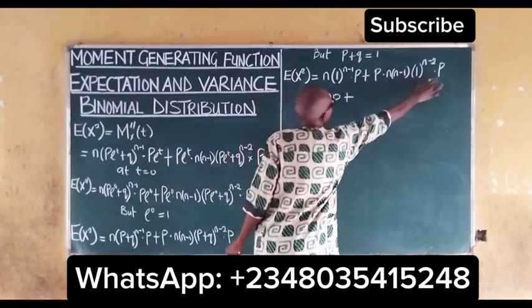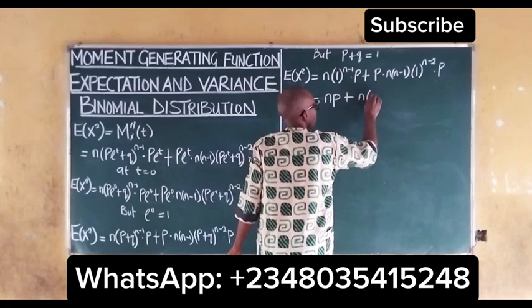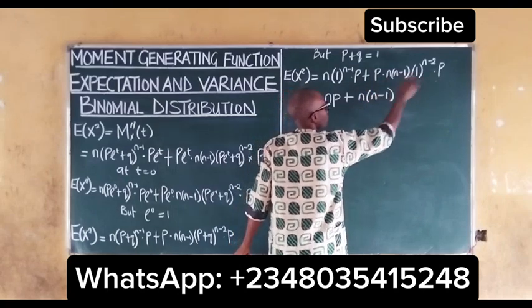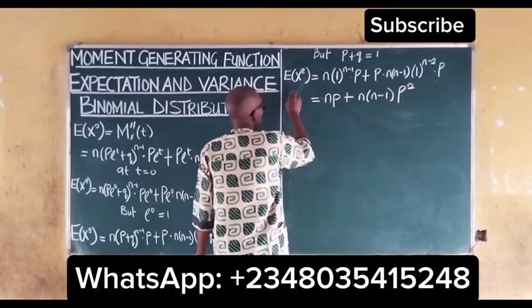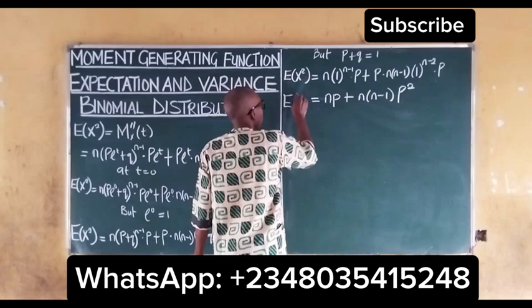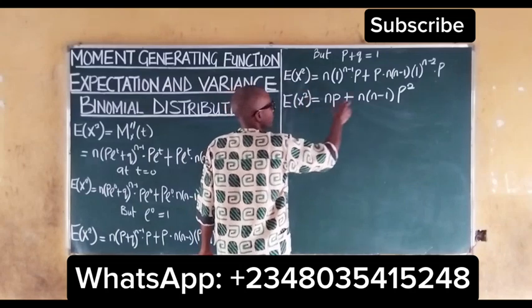plus n into n minus 1, p multiplied by p is p squared. So we have our expected value of x squared to be this.